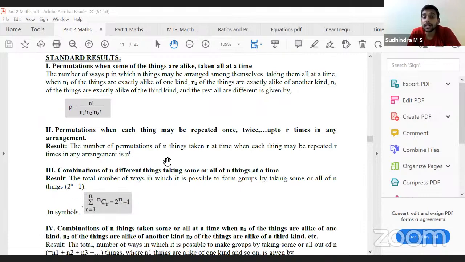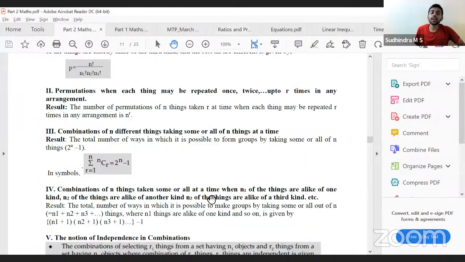Permutation when some of the things are alike, taken all at a time. When there are 3 different components, n1, n2, and n3, and everything is taken at a time, the corresponding permutation would be n factorial divided by n1 factorial into n2 factorial into n3 factorial. Then permutations when each thing may be repeated once, twice, etc. If we can take the same thing again and again, then the permutation would be n to the power of r. If we have 3 objects and it can be repeated 3 times, 3 to the power of 3 is the permutation, 27.